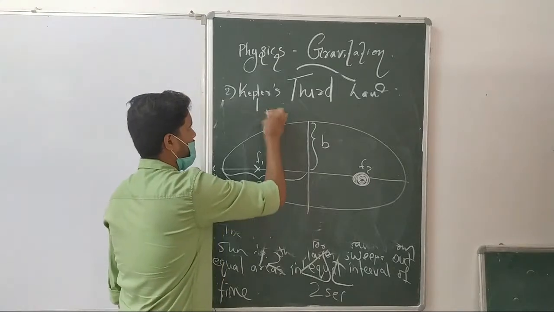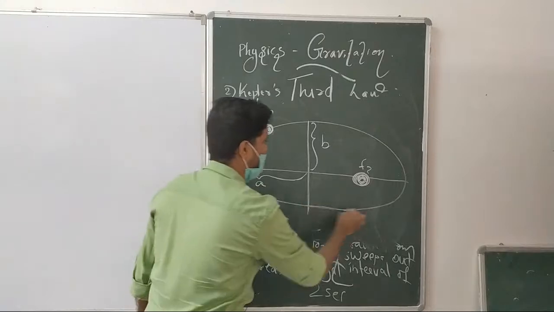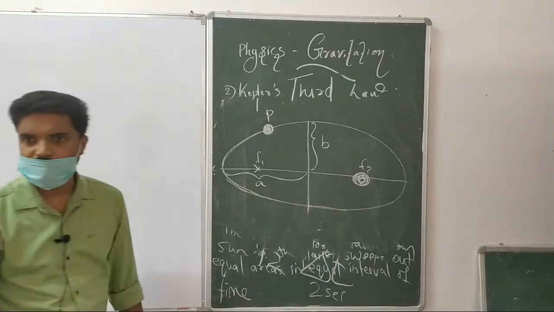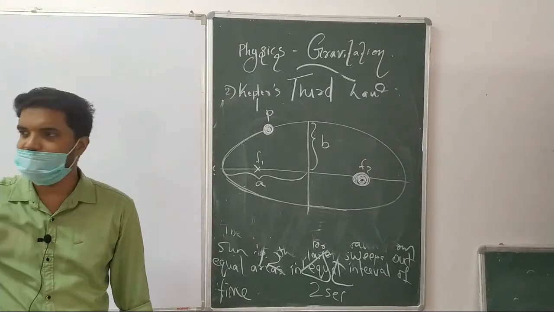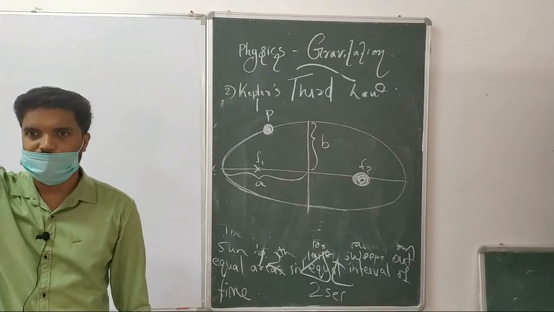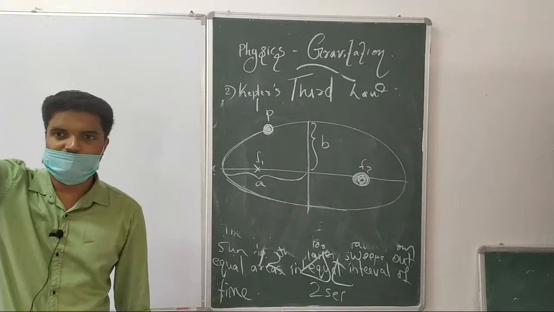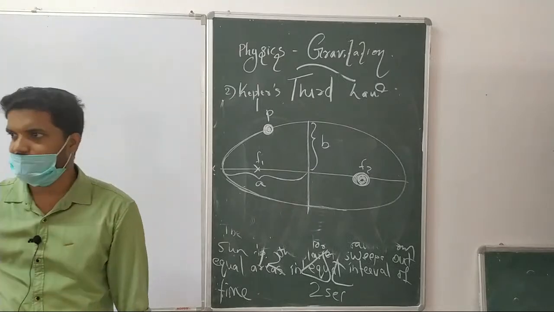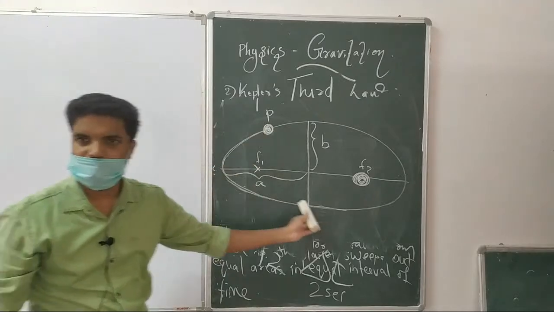So the next problem: this one is my planet. In an orbit, what is the planet actually doing? The planet is revolving around the star, the sun, right? Earth is revolving. The word is revolution. Rotation means rotating on its axis, but revolution means moving around the sun. So the planet is moving like this, right?